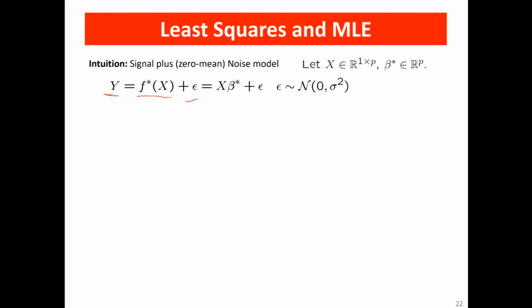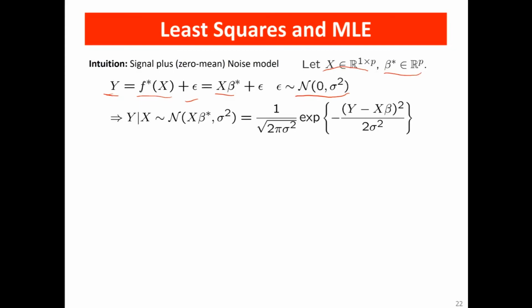In linear regression, this prediction function is linear, say x times beta star, where x is a p-dimensional row vector, beta star is a p-dimensional column vector. Epsilon is a Gaussian noise vector with mean 0 and variance sigma squared. In this case, we can say that the conditional distribution of y given x is just a Gaussian distribution with mean x times beta and variance sigma squared. That is, the conditional distribution of y given x has this density function, a Gaussian density function.